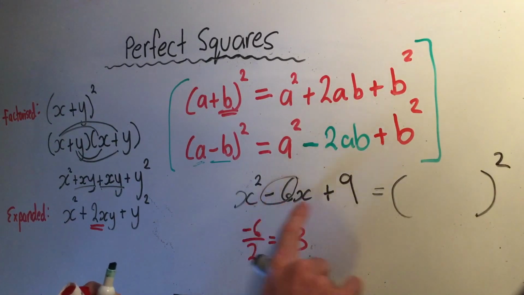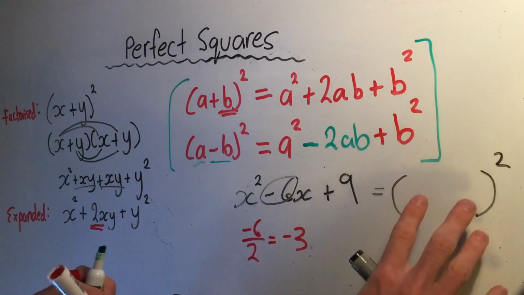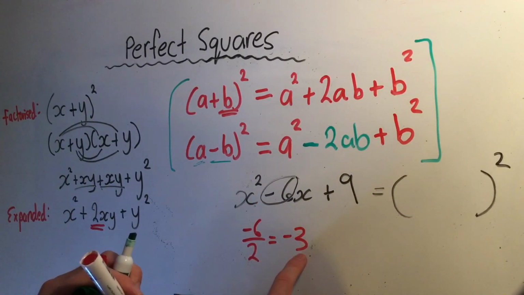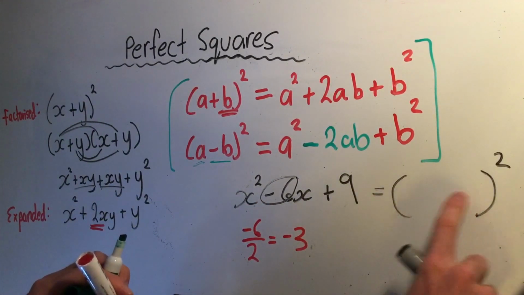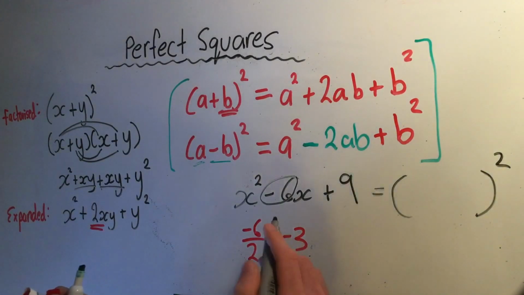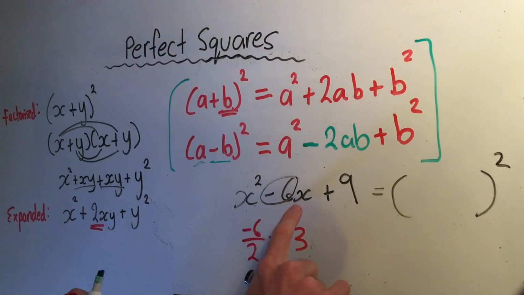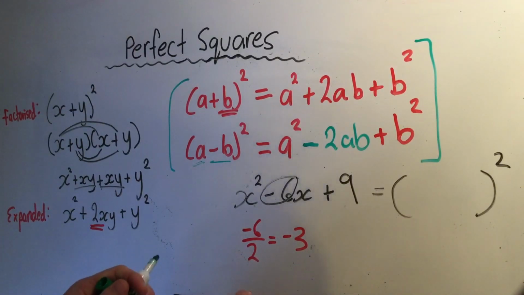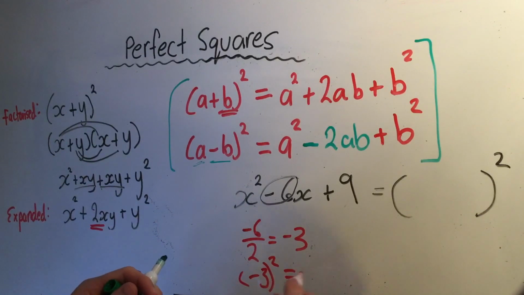So therefore, half of minus 6, forget about the x because the x would have just been there, half of minus 6 equals minus 3. That would be the number that goes here. Okay, so half of minus 6 is minus 3, and minus 3 squared, I'm going to bracket the minus 3, equals 9.